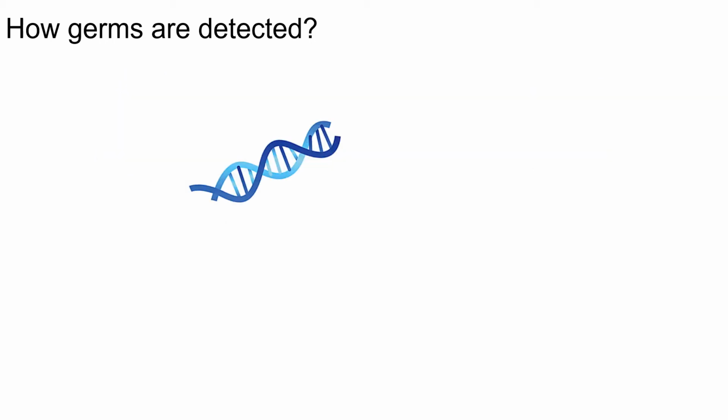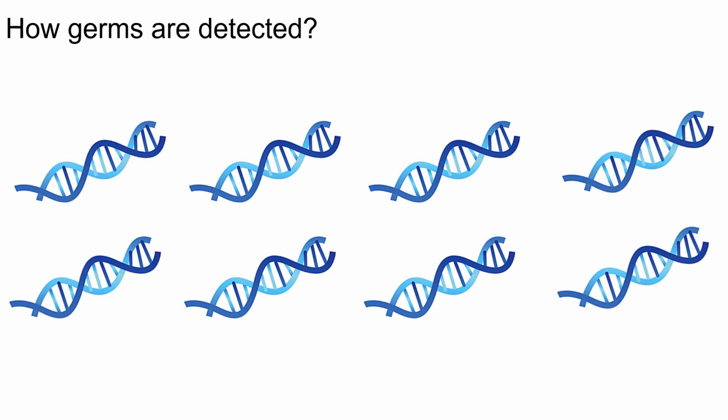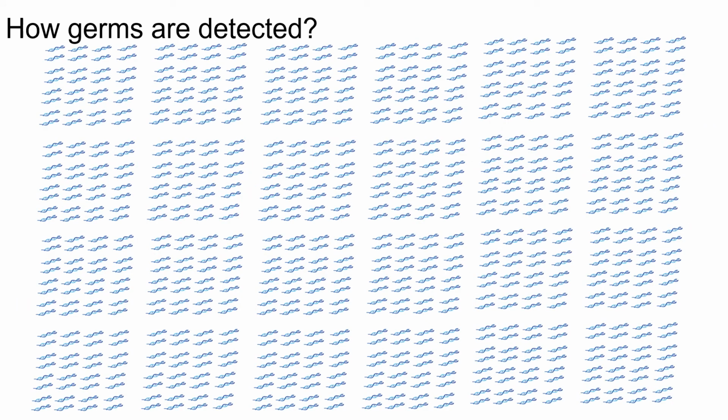How do we detect this DNA or RNA inside the germs that are so small? People have identified enzymes that can replicate, or make copies of, these DNA molecules. Bioengineers design machines that can repeatedly copy these DNA fragments. So, for example, one copy of this DNA can be replicated to two, then four, eight. The process is repeated until millions of copies of DNA are made.